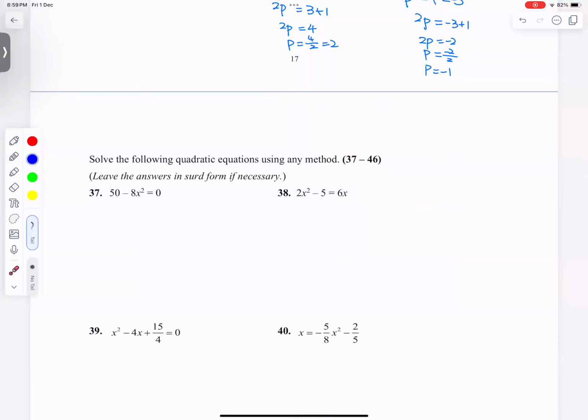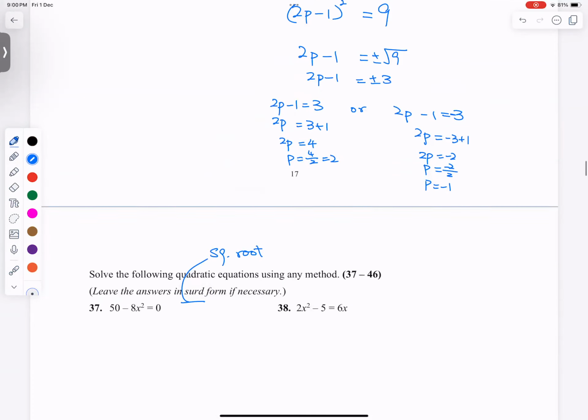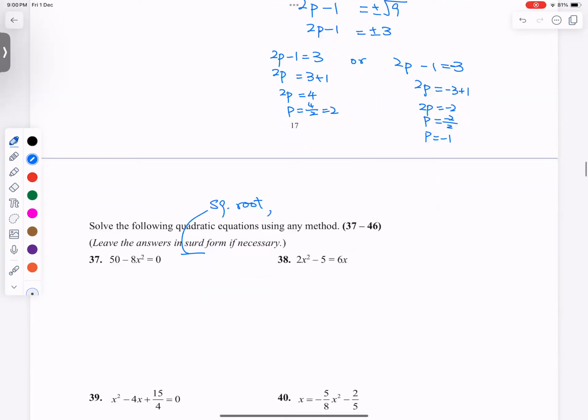Can you try this? 38. A third 2x2 form. So this is a hint. Third means square root. Yes, it means square root. That means in your answer there should be a square root. So that means you need to use the quadratic formula, the whole thing.